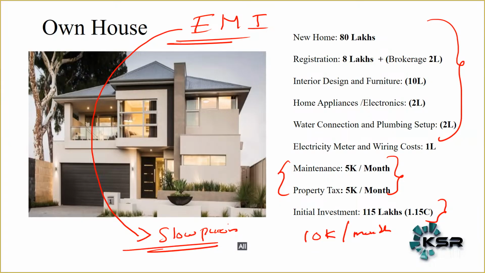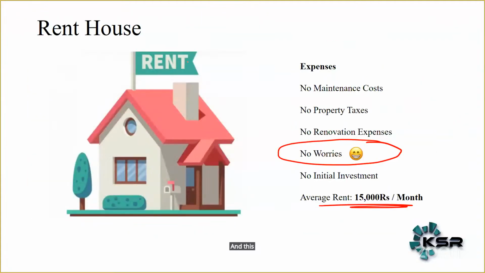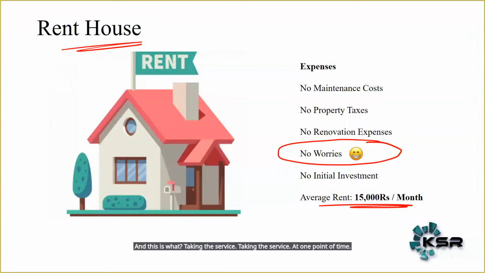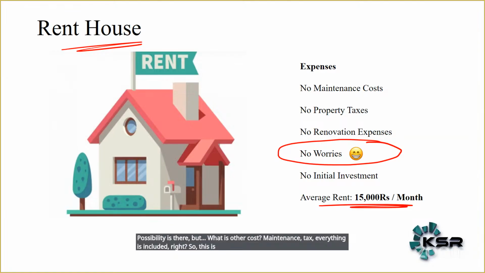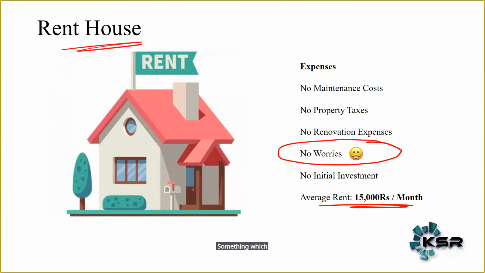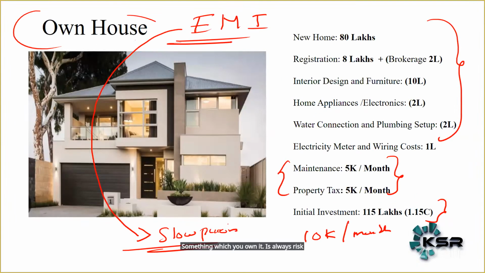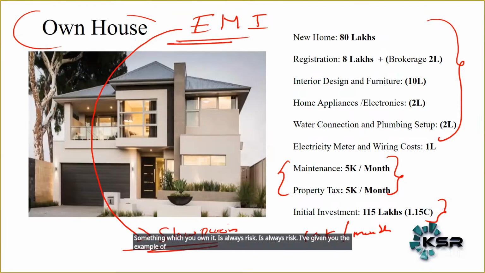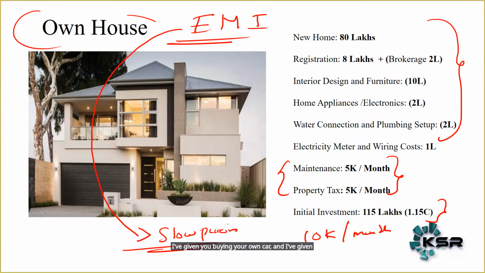All this struggle, yaar. This is what? Building your own on-prem. And this is what? Taking the service. At one point of time, your rent can be more than your own house. The possibility is there. But what is the other cost? Maintenance, tax, everything is included, right? So this is the second example I'm telling you. Something which you own is always a risk. I've given you the example of gym equipment at home versus a gym subscription, buying your own car versus renting a car, and buying your own house versus a rented house.